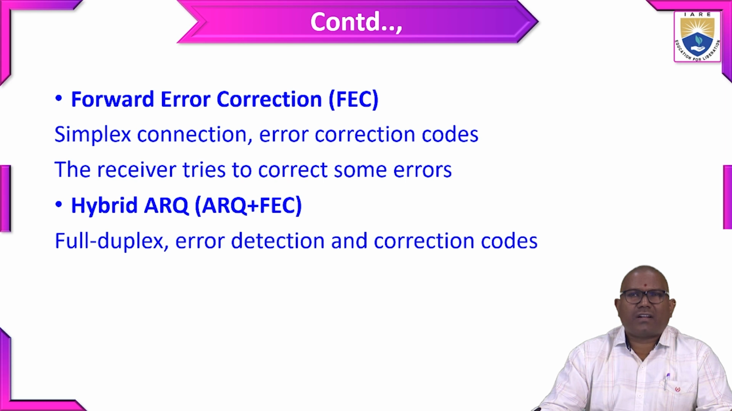Another is forward error correction, which is simplex, using error correction codes, where the receiver tries to correct some errors. That is forward error correction. Another is hybrid ARQ, which is a combination of ARQ plus FEC. It is full duplex, with error detection and correction codes, whereas FEC is simplex. Now it is full duplex, two-way. So this is hybrid ARQ.